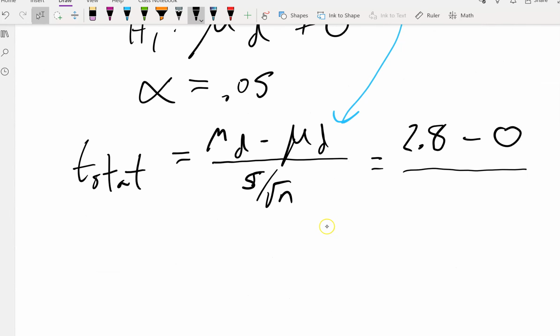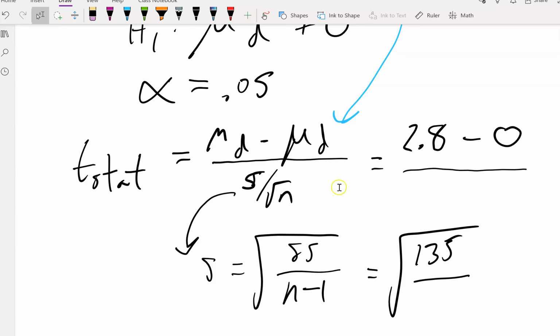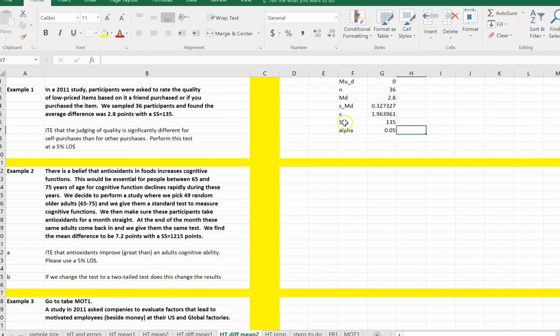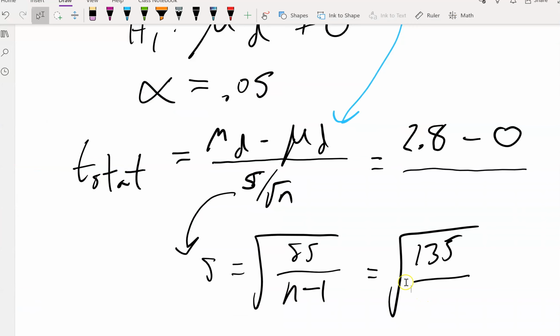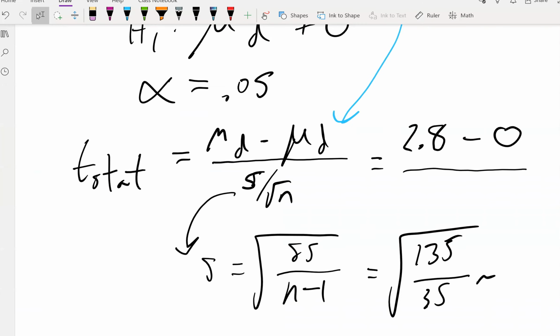If you don't like Excel, you could just write the formula. We know that S is equal to the radical of the sum of squares over n minus 1. In this case, sum of squares, I believe, was 135, right? Sum of squares was 135. N is 36, so n minus 1 would be 35. And we just cracked that out in a calculator, and we better get the same thing you see there, 1.96.